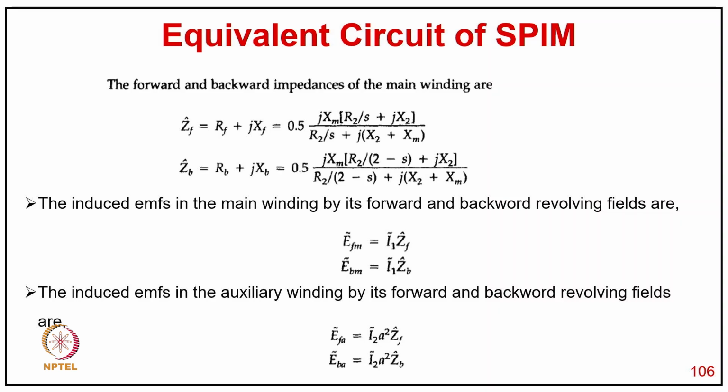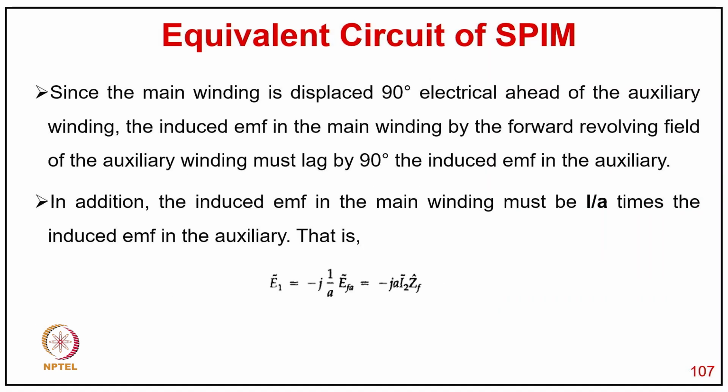Similarly, the induced EMFs for the auxiliary winding will be EFA = I2A square ZF and EBA = I2A square ZB. Since the main winding is displaced by 90 degrees ahead of the auxiliary winding, the induced EMF in the main winding by the forward field must lag by 90 degrees the induced EMF in the auxiliary. In addition, the induced EMF in the main winding must be 1 by A times the induced EMF in the auxiliary winding. So we can write E1 equal to minus EFA by A, that is minus jA I2 ZF.